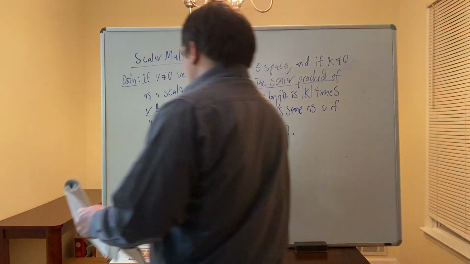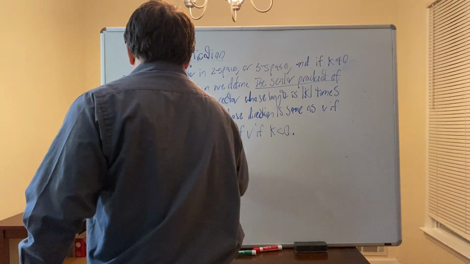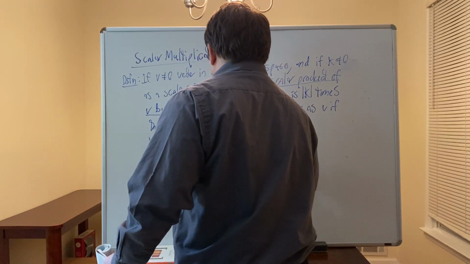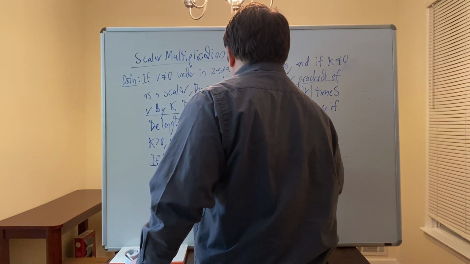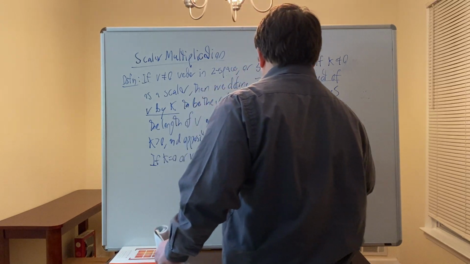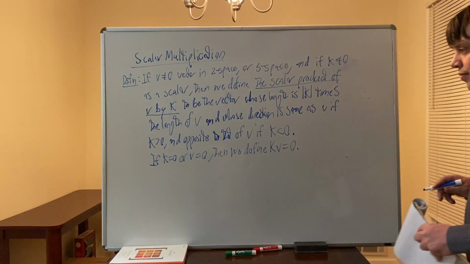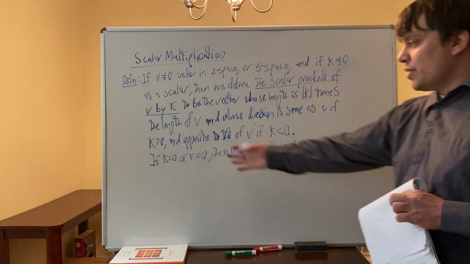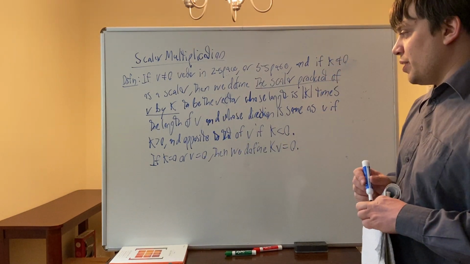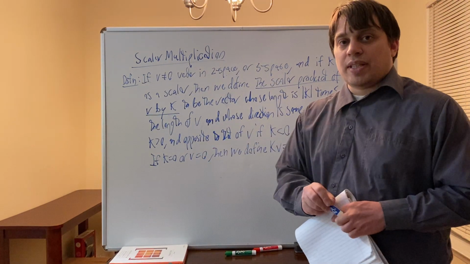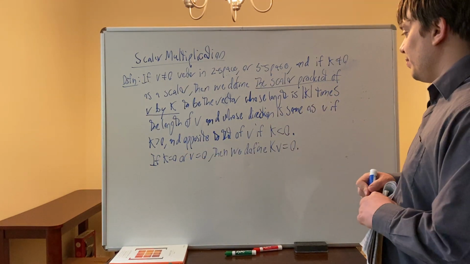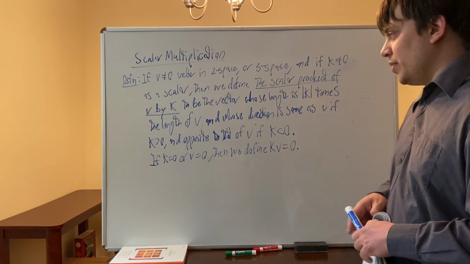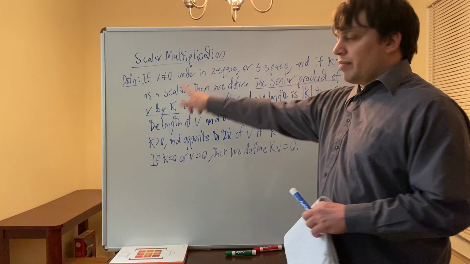Okay, if k equals 0 or v is equal to 0, then we define kv to equal 0. So if k is 0 or v is 0, then kv is equal to 0. If that doesn't happen, that means they're both non-zero. So k is not 0 and v is not 0, and then for kv you'll get a non-zero vector described from that definition.